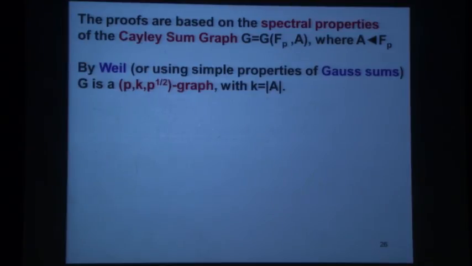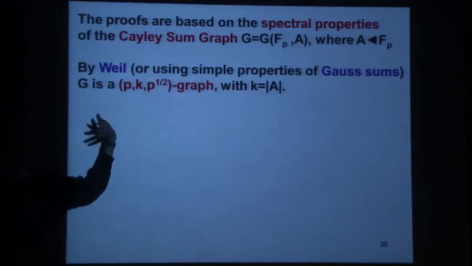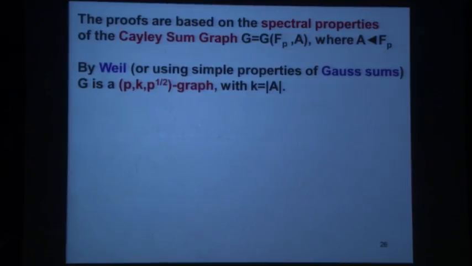So this is a graph, definitely it has p vertices. So remember, (n, d, lambda) graph: this is the number of vertices, this is the degree of regularity, and this is a bound for the second eigenvalue in absolute value. So the number of elements is definitely p. These are just all the elements of F_p. The degree of regularity is k, the size of A, right? Because it's a Cayley sum graph with respect to a set of size k.